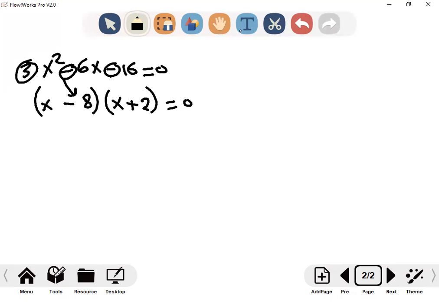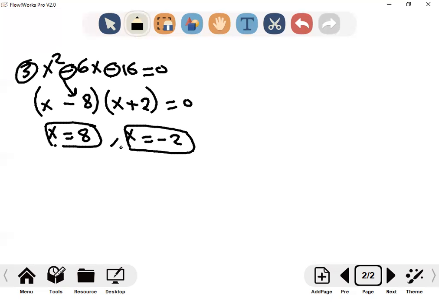Now check after you put the numbers. Just check. Negative 8 times 2 is negative 16. Negative 8 plus 2 is negative 6. Now it's ready. x will be 8 and x will be negative 2 after you switch them. This is question 3. Question 4.